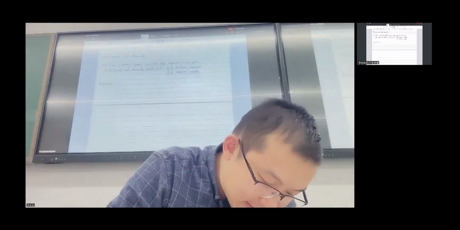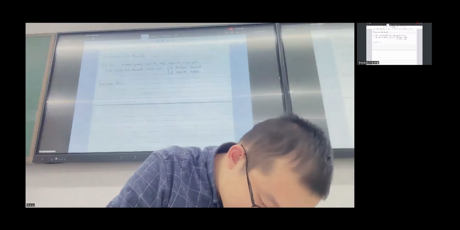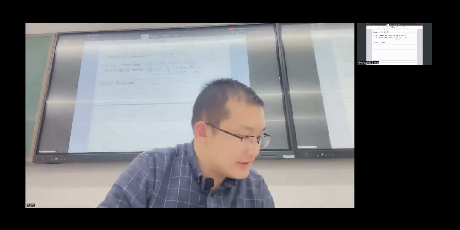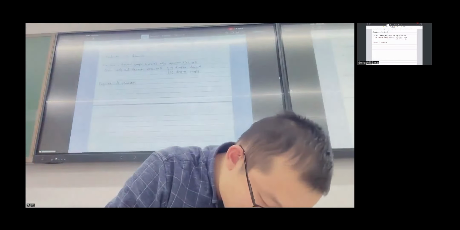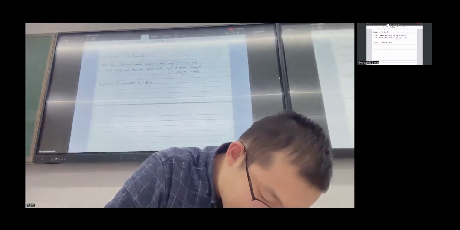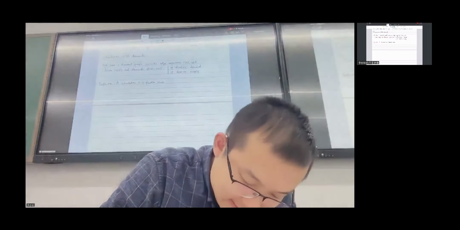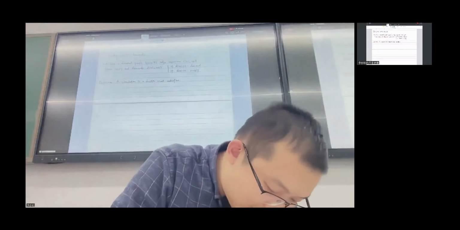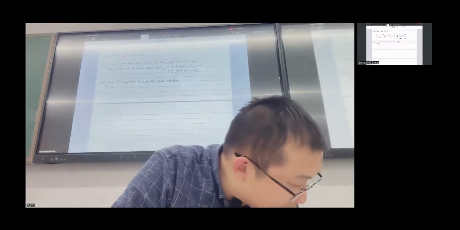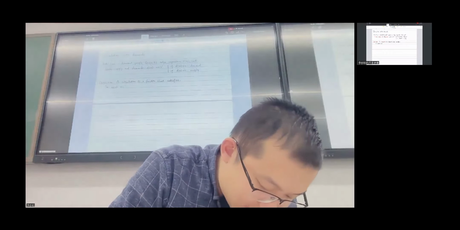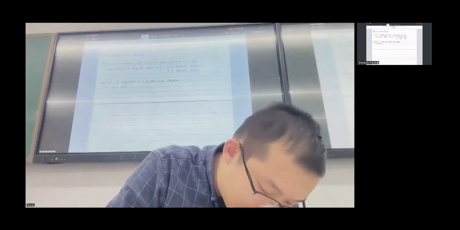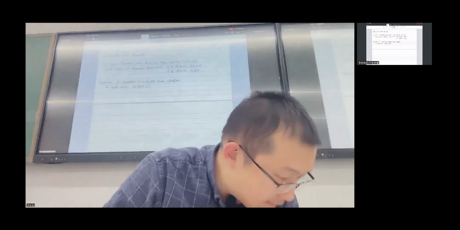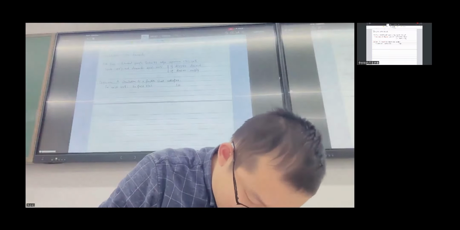So we say that a circulation is a function f that satisfies two conditions. For the first condition, we still need to have capacity on each of the edges. For each edge e, we have the assumption that 0 is smaller than or equal to f(e), which is smaller than or equal to c(e). So this is the capacity constraint.